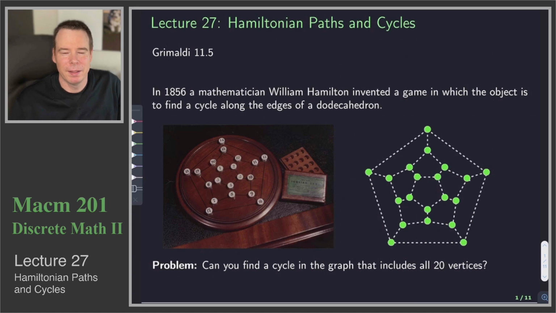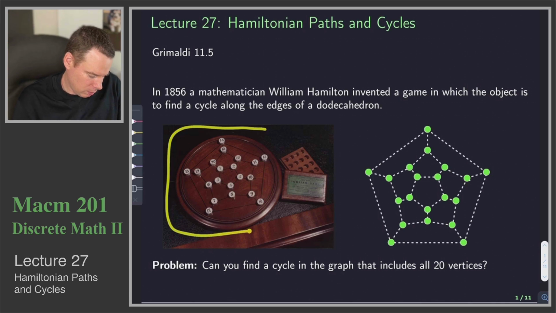Hi everyone, welcome back. We're now going to get into Hamilton paths and cycles, often referred to as Hamiltonian paths and cycles. These are named after mathematician William Hamilton, who invented a game, or more of a puzzle, in which the object is to find a cycle along the edges of a dodecahedron so that the cycle contains every vertex. Here's an image of the actual game.